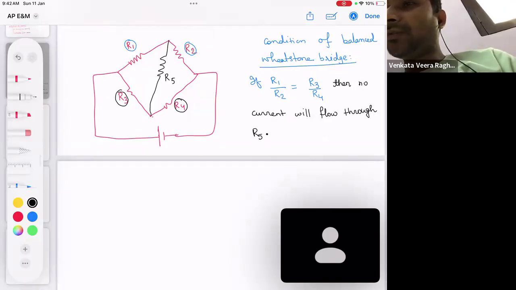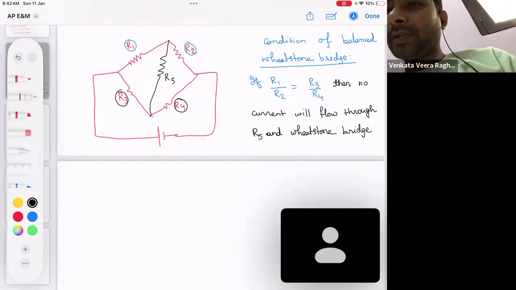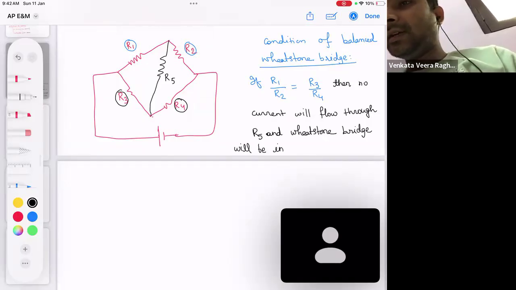Okay, no current will flow through R5, and the Wheatstone bridge, okay, the bridge will be in which condition? It will be in the balanced condition. Okay, clear.